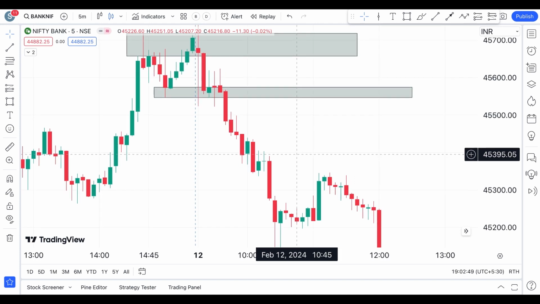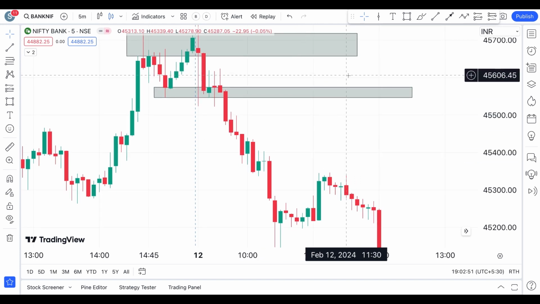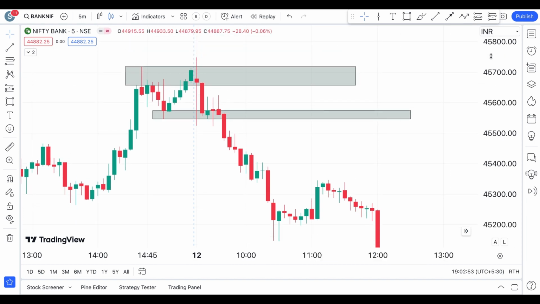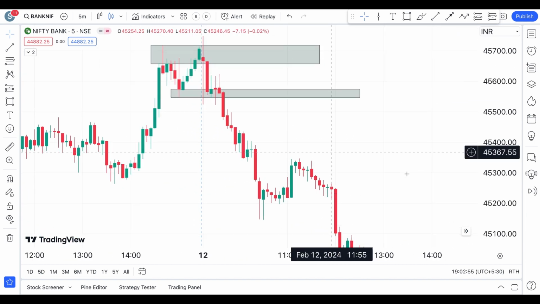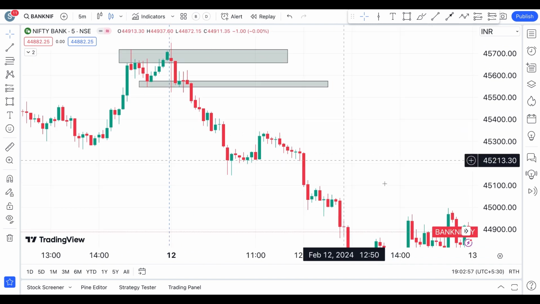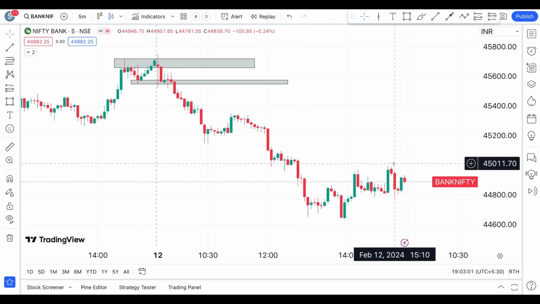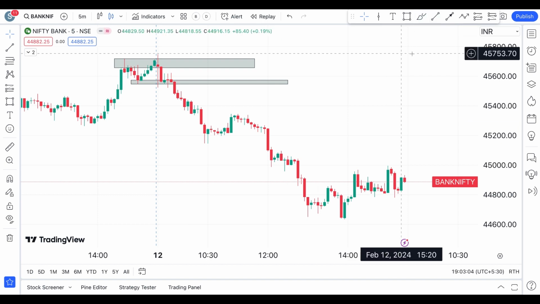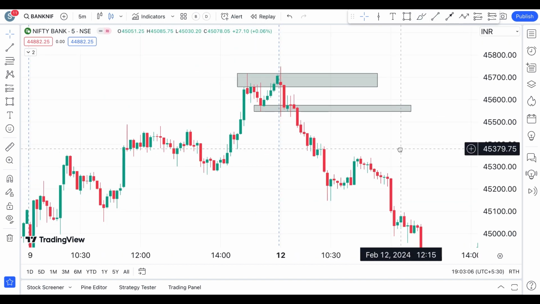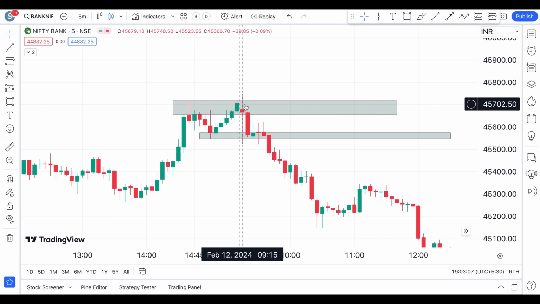Today we'll see how Bank Nifty and Nifty have acted in today's markets. As you can see, it's a pretty good trending day towards the downside on the Bank Nifty. So this is a Bank Nifty chart on a 5-minute time frame. And to start with, let's check from the first candle, which is this candle.